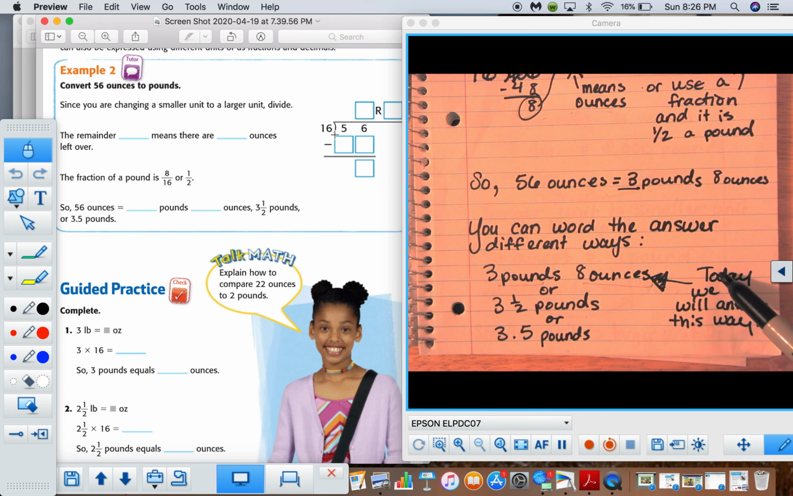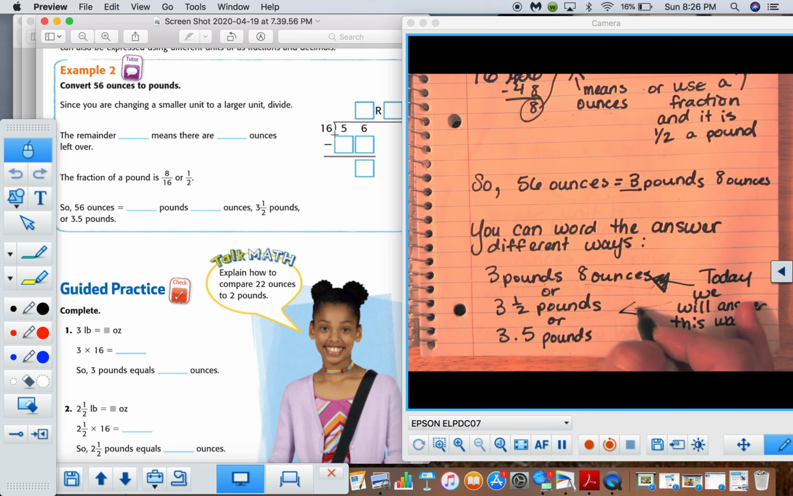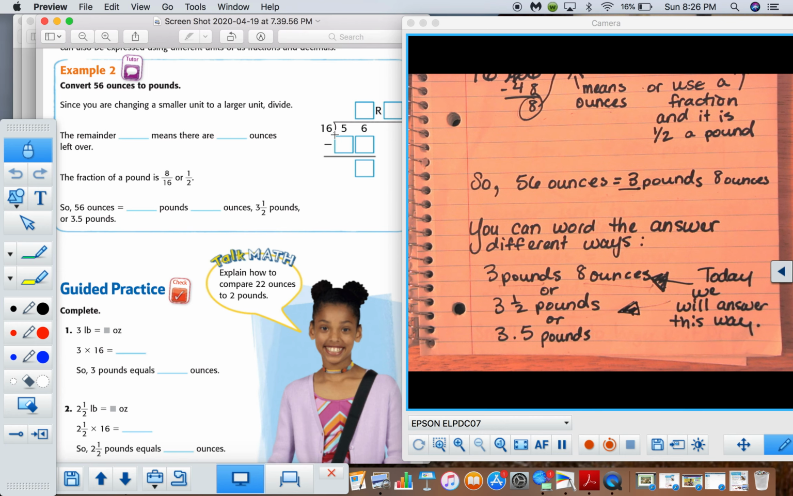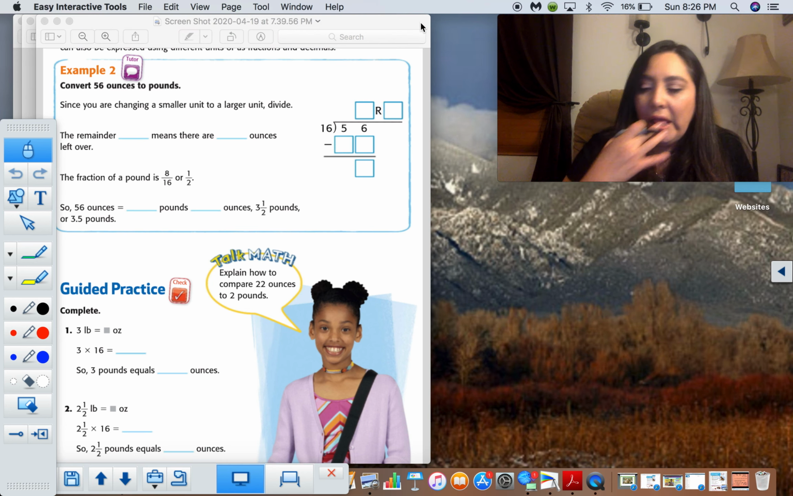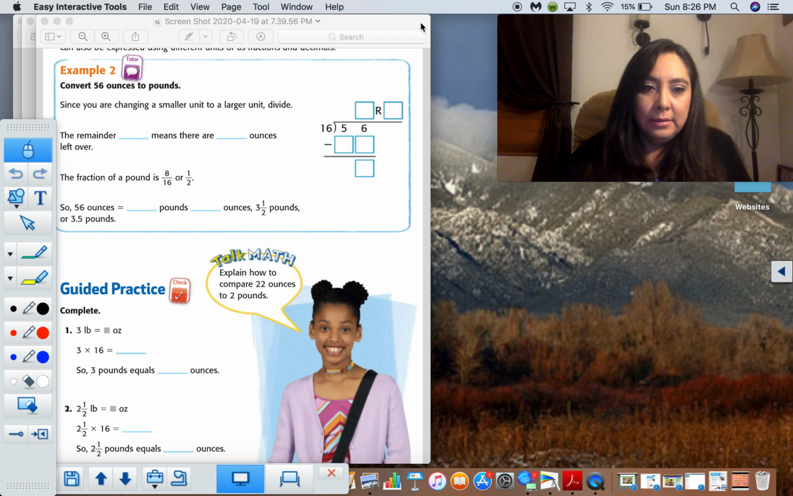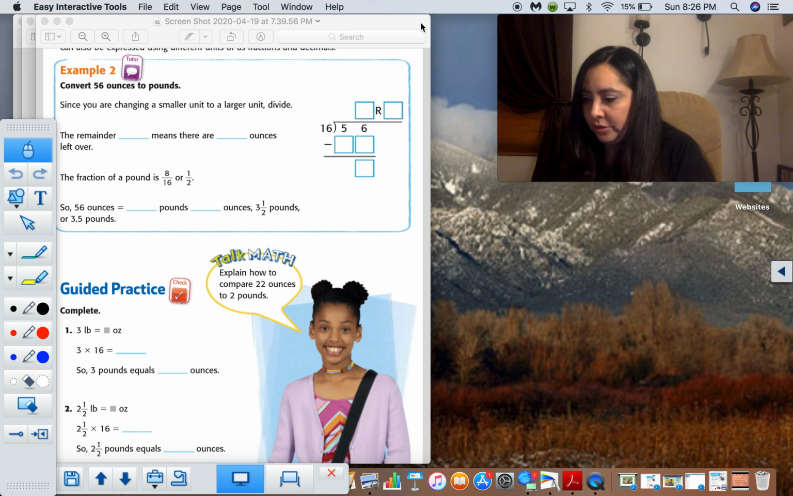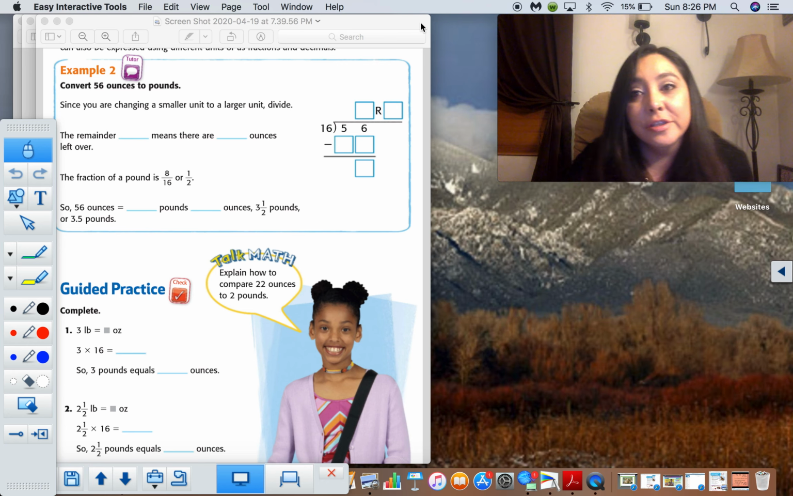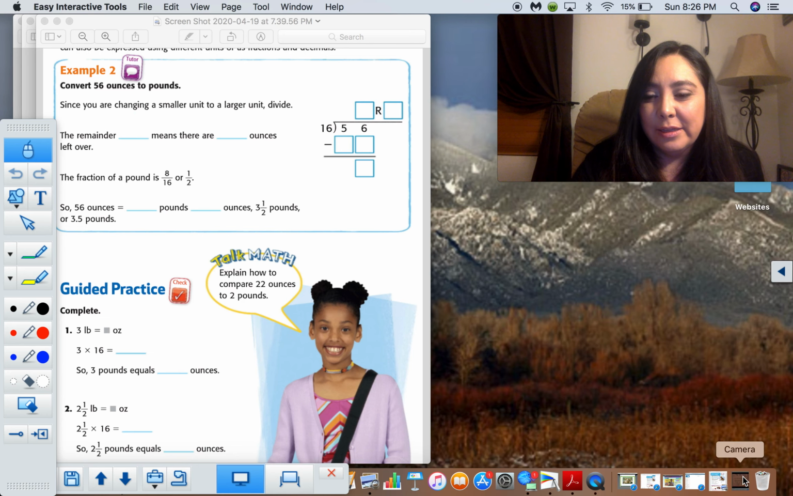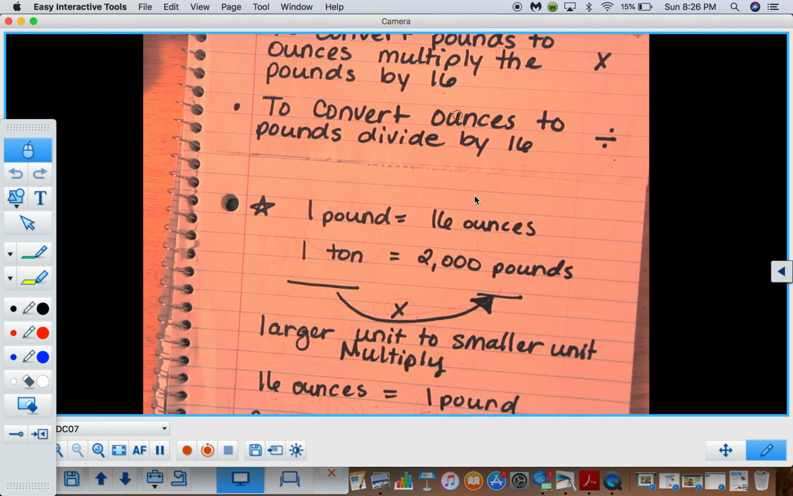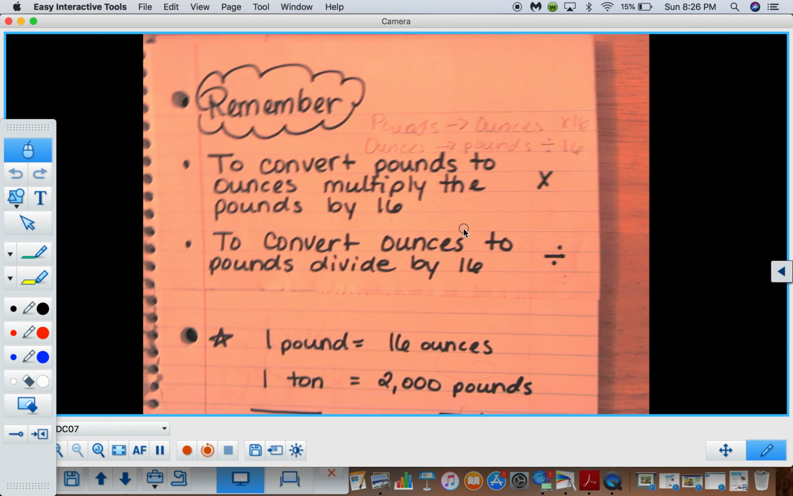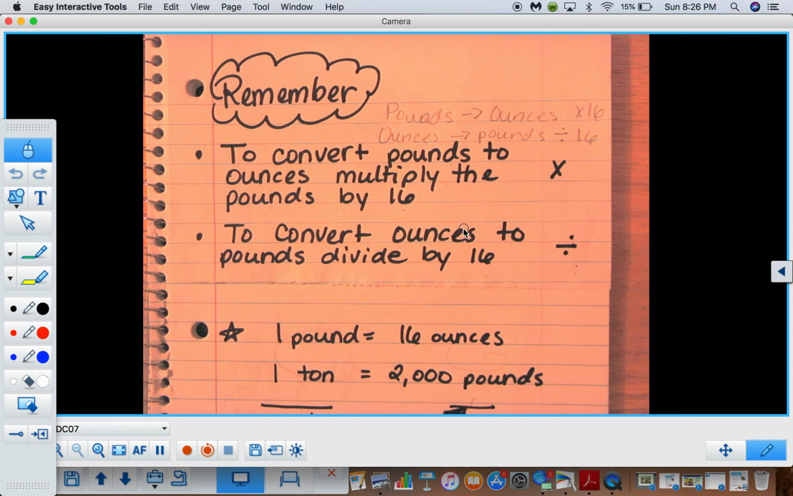For today, we're going to use ounces, and we're also going to use a fraction of a pound when we complete our answers. All right? So let's go ahead and look at the guided, actually, I want to show you some notes. Let's talk about this a little bit more. So these are things that I want you to remember. If you'd like to take some notes right now and pause the video, you can.